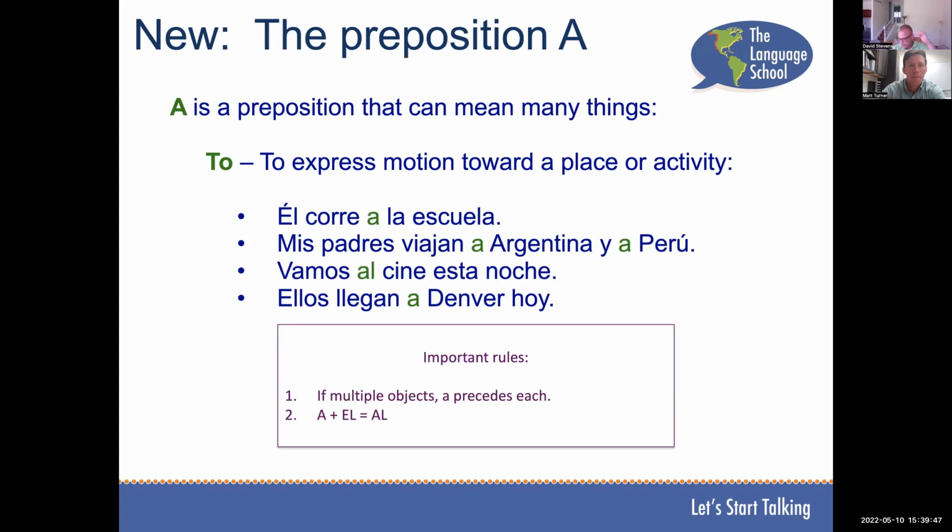Perfecto. Bien, Mateo, vamos a hablar de la palabra a. So a is a preposition, which can mean many things. First and foremost, it doesn't always translate very well. But typically speaking, the most common use of it would be to express motion towards a place or activity, right? How we would say to. Can you read these examples to me?